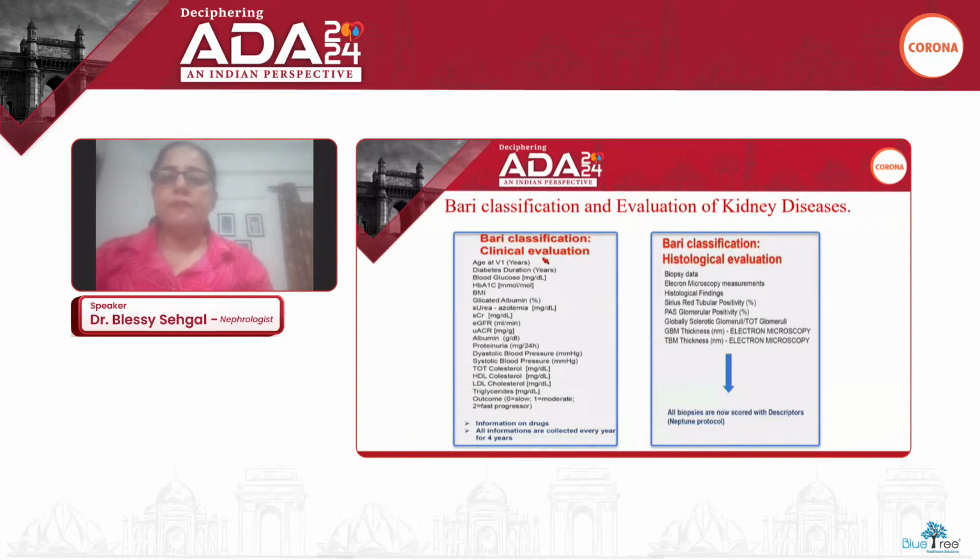It was basically a 4-year study, and a follow-up was done every year. Out of these patients, about 96 underwent a kidney biopsy, and various parameters were collected on the basis of the biopsy, which included histopathology, immunofluorescence, and electron microscopy. Next slide.